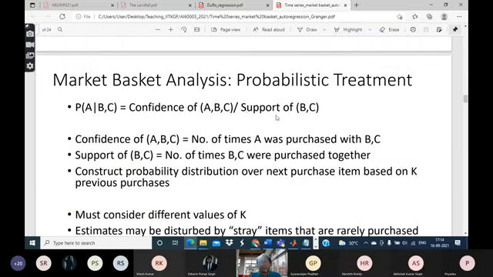As you can understand easily, the event that A, B, C were bought together is definitely a subset of the event that B and C were bought together.